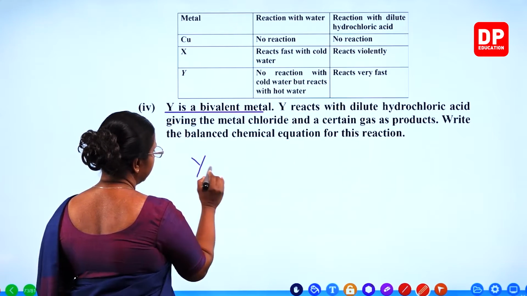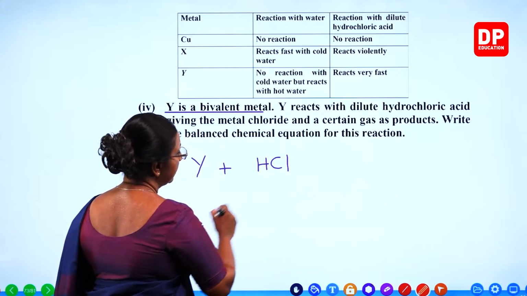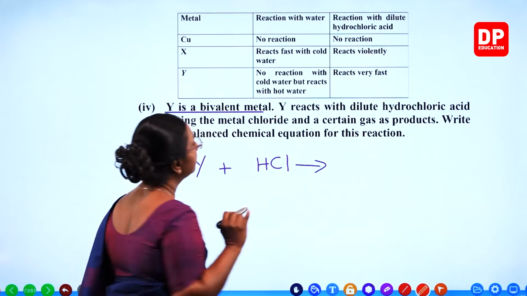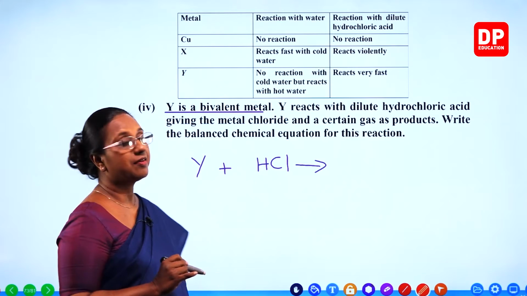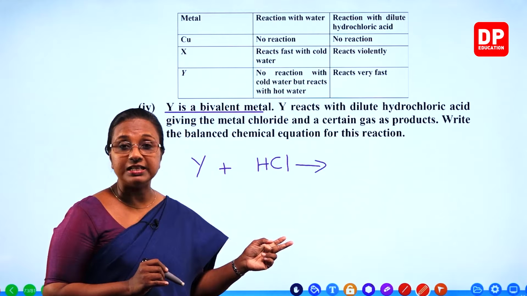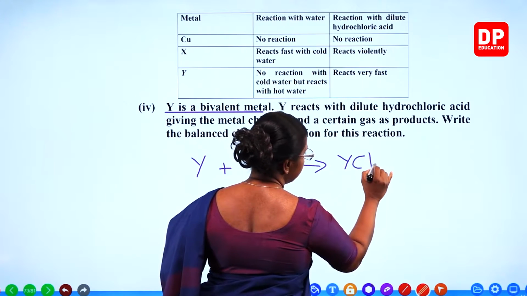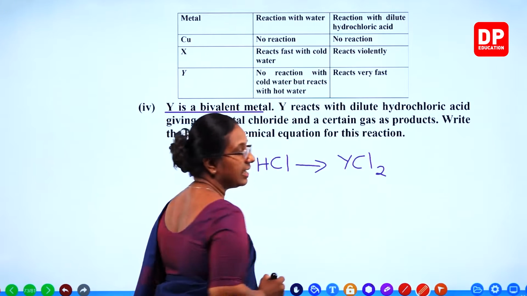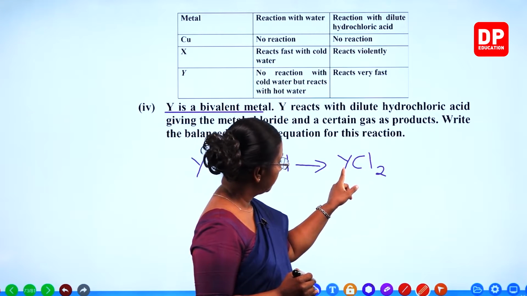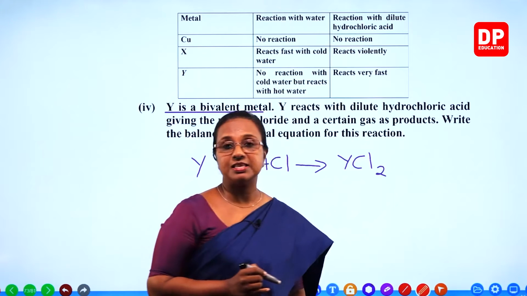Metal is Y. Then we have hydrochloric acid, HCl. Then you get the metal chloride, but the reason they have said bivalent, you know, valency 2. Then you know how to write the chemical formula. It has to be YCl2. Why? This is valency 2, this is valency 1. When you exchange, it becomes YCl2.